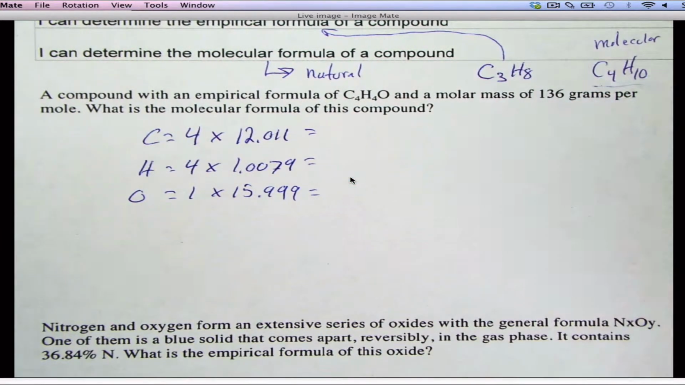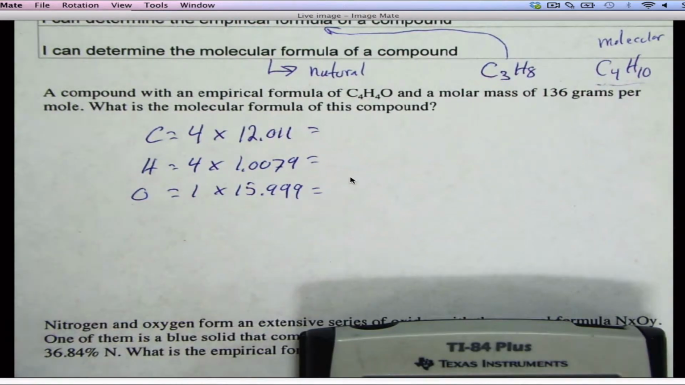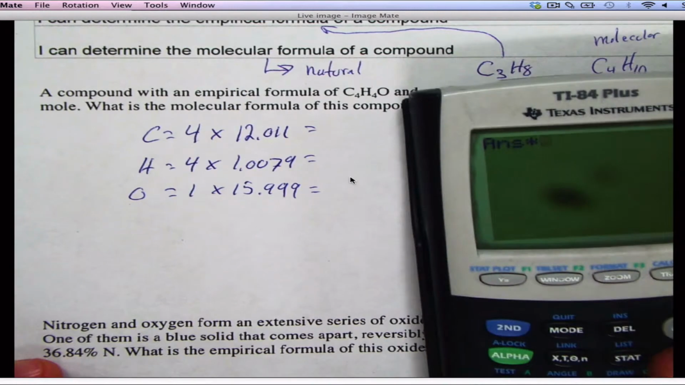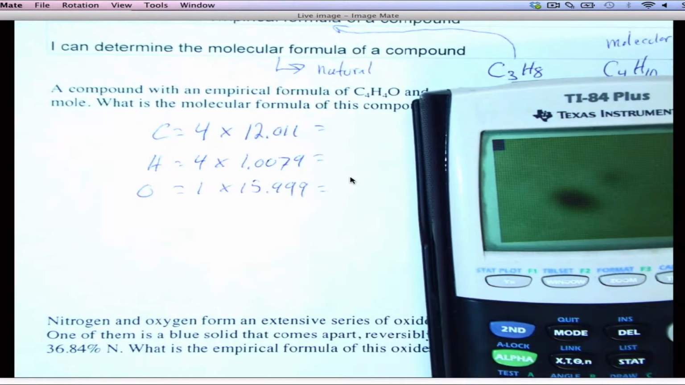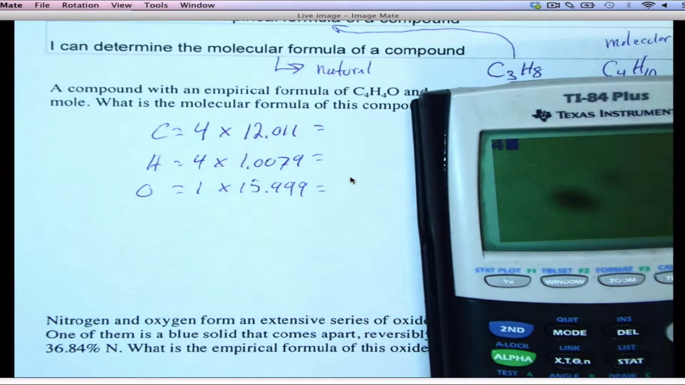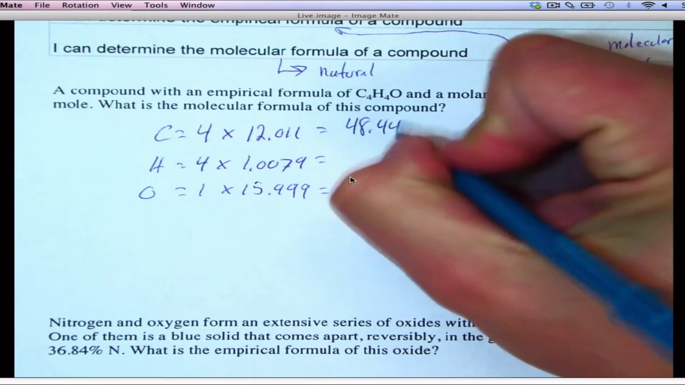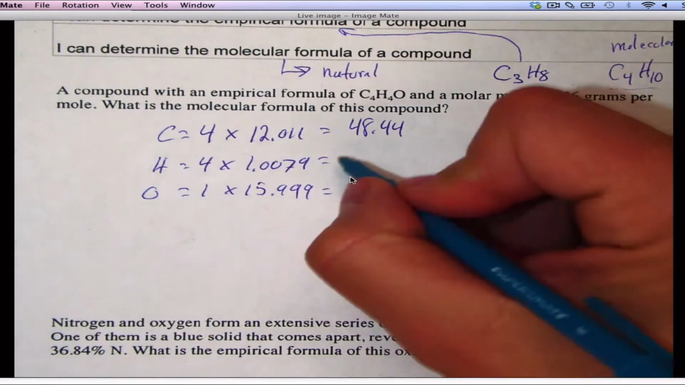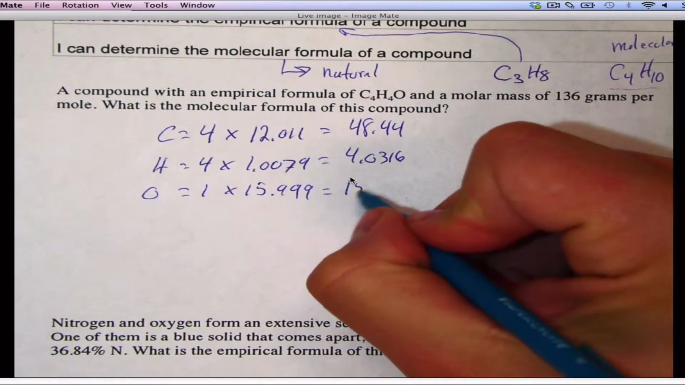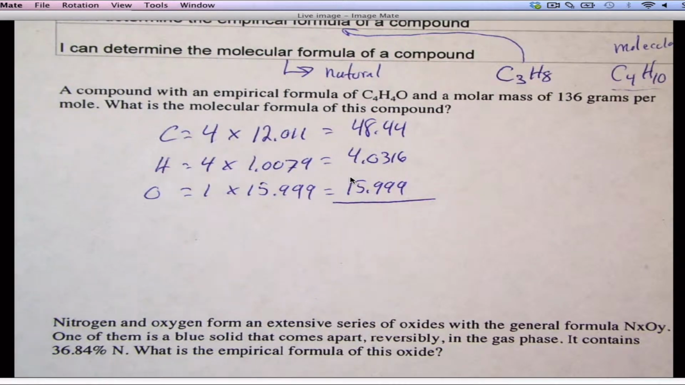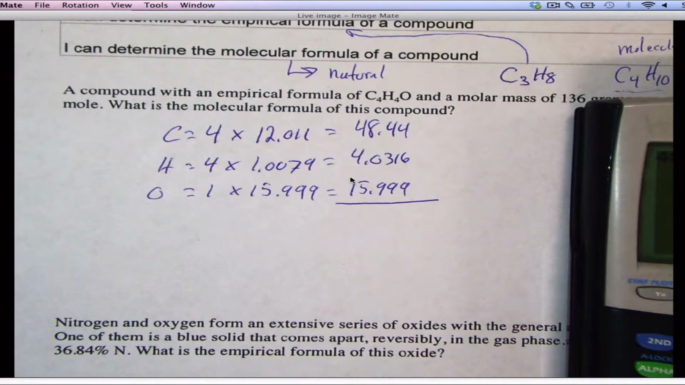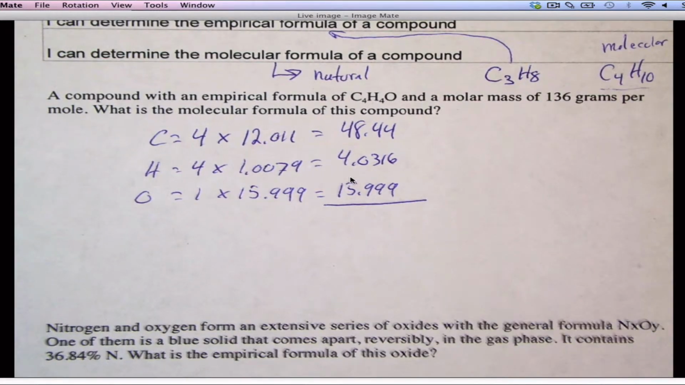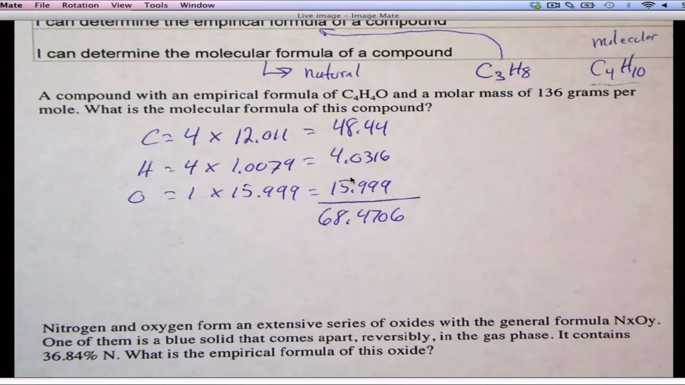So we do these calculations. You just do a straight calculation here. Hopefully you can see that. 4 times 12.011 gives me an answer of 48.44. Then we do the other calculation. 4 times 1.0079 gives me an answer of 4.0316. And obviously 1 times anything is the same number. Now we add these up: 48.44 plus 4.0316 plus 15.999, and you get an answer of 68.4706.